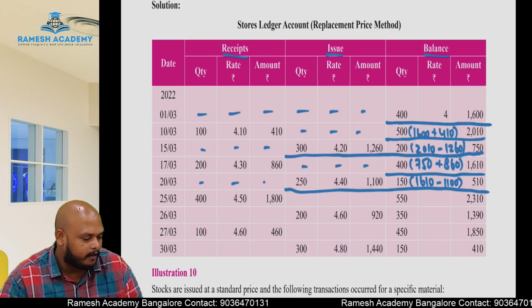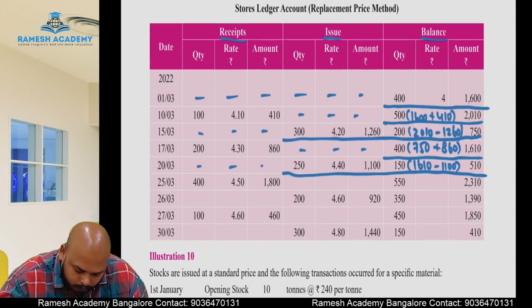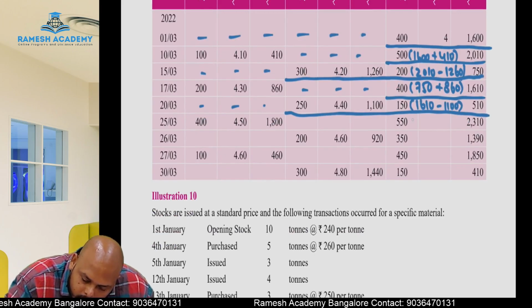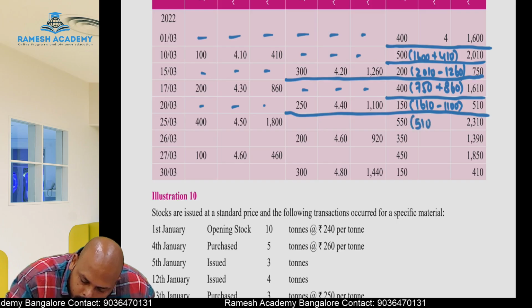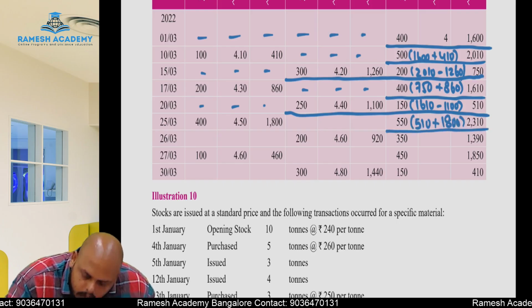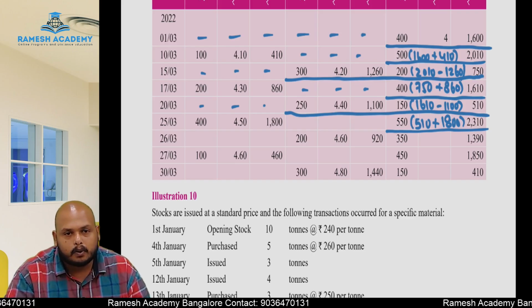Next, on 25th March we received 400 units at the rate of 4.5 per unit. That we can write as 400 into 4.5, which is 1800. So 510 plus 1800 is 2310.